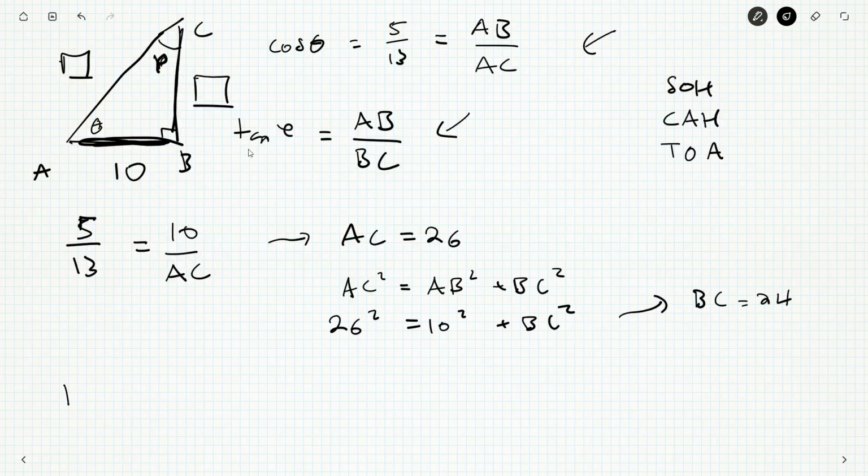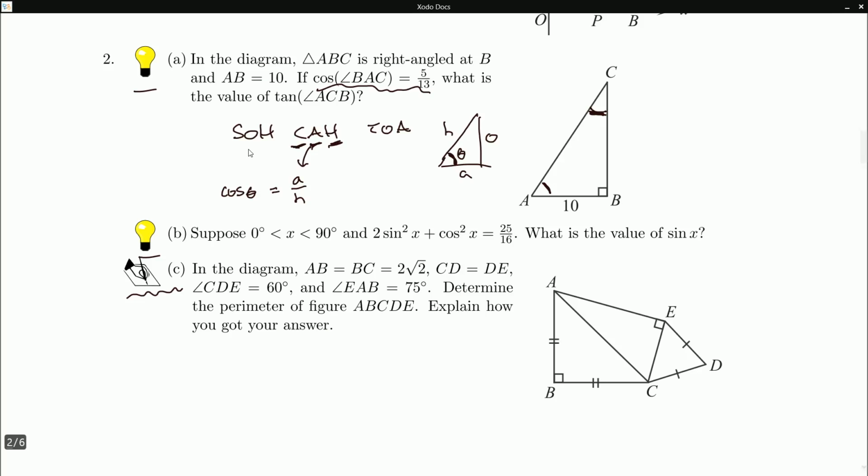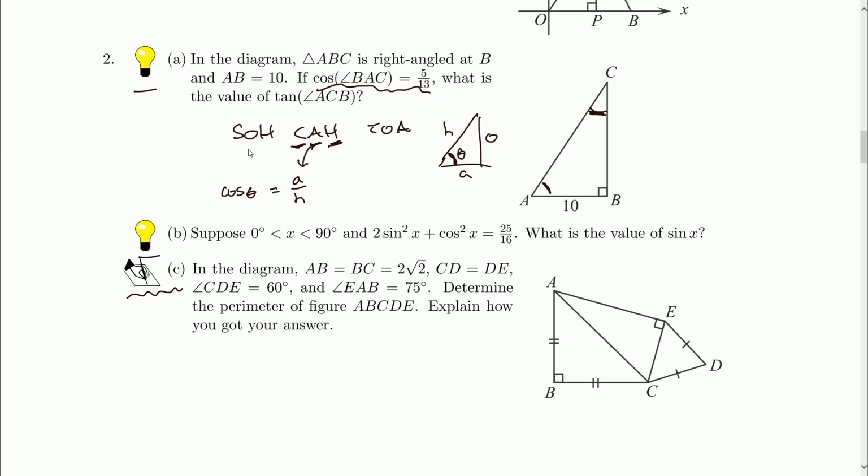Okay, so the tangent that we want, tan of BCA, tan of phi here, is AB over BC, which is 10 over 24. Divide 2 on top and bottom, we get 5 over 12. Okay, so that's our final answer. That's all we needed to get, 5 over 12. Okay, just double check, we did want A, C, B. Yep. All right, so that's A part.